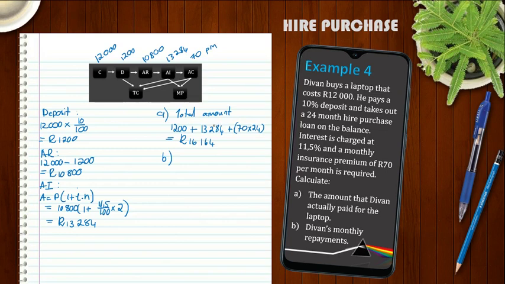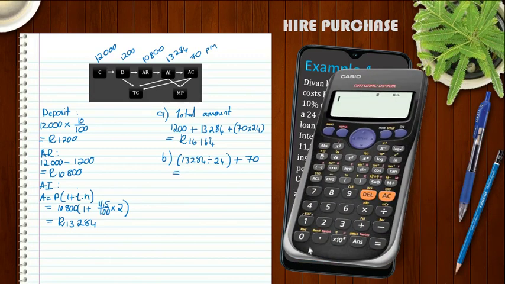So that means we divide it by how many months? By 12 months. So we take the 13,284, we divide it by 24 months, and then also what is paid for monthly is that insurance premium. So that's just the 70 Rand that's already in months. So then we can work out how much he pays per month. So per month he pays 623 Rand and 50 cents.